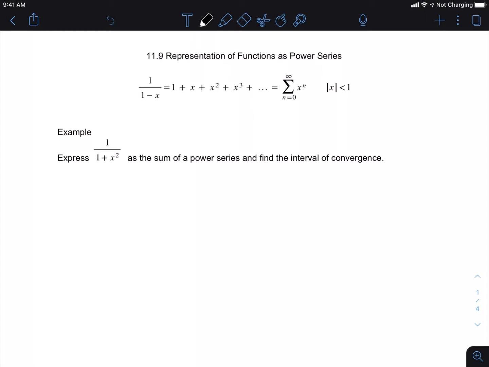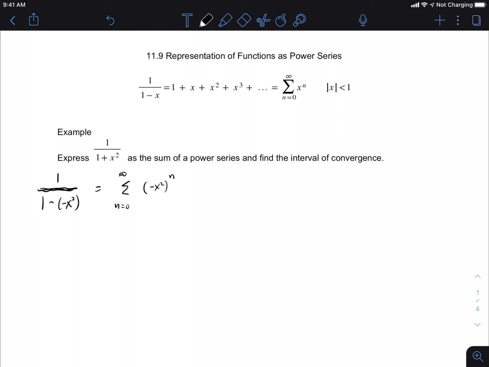So let's do this. Instead of using 1 minus x, we have 1 plus x squared. So I'm going to change that just a little bit. I'm going to change it to 1 minus a negative x squared. So now we have this in the form of that 1 over 1 minus x, where our x is going to be negative x squared. So when we write it as a summation, I'm going to have n going from 0 to infinity. And then my x, remember, was a negative x squared, to the n.